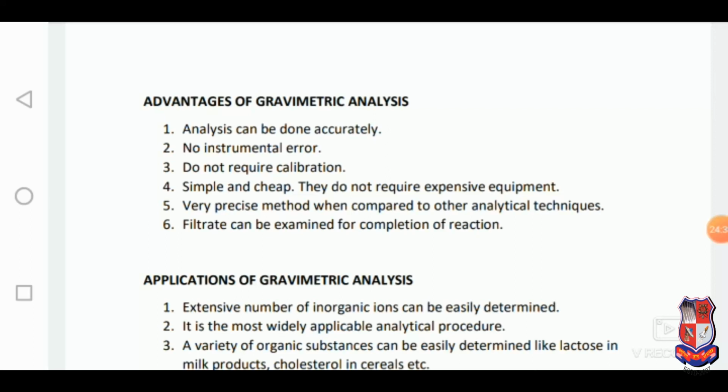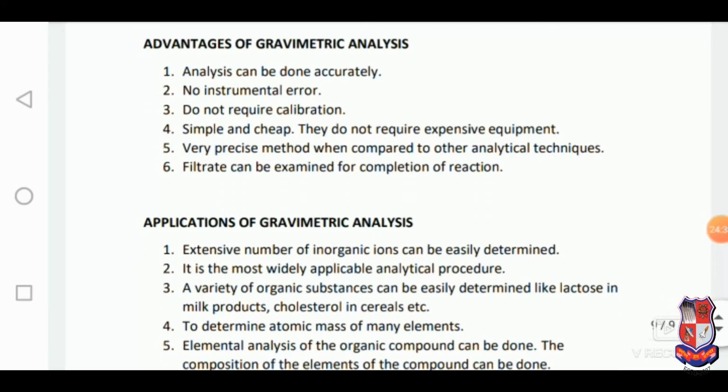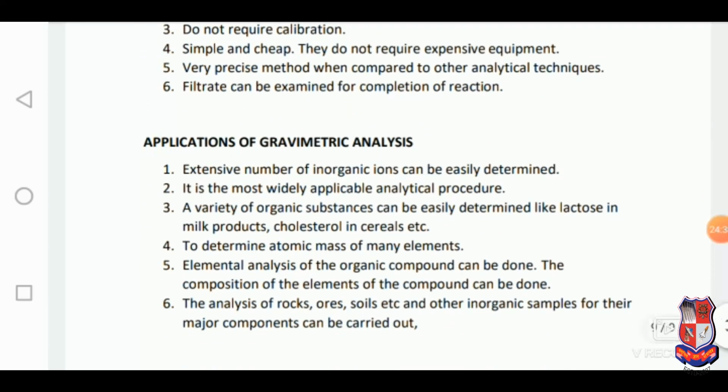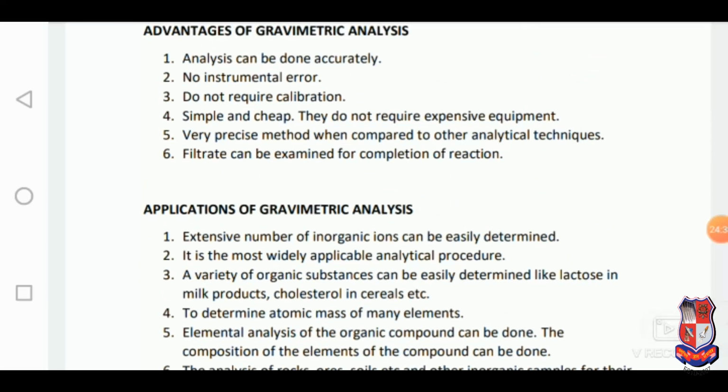The filtrate can be examined for completion of the reaction, and this is the most important thing, where the error can be minimized: checking the filtrate to see whether it is free from the given analyte of interest or not.